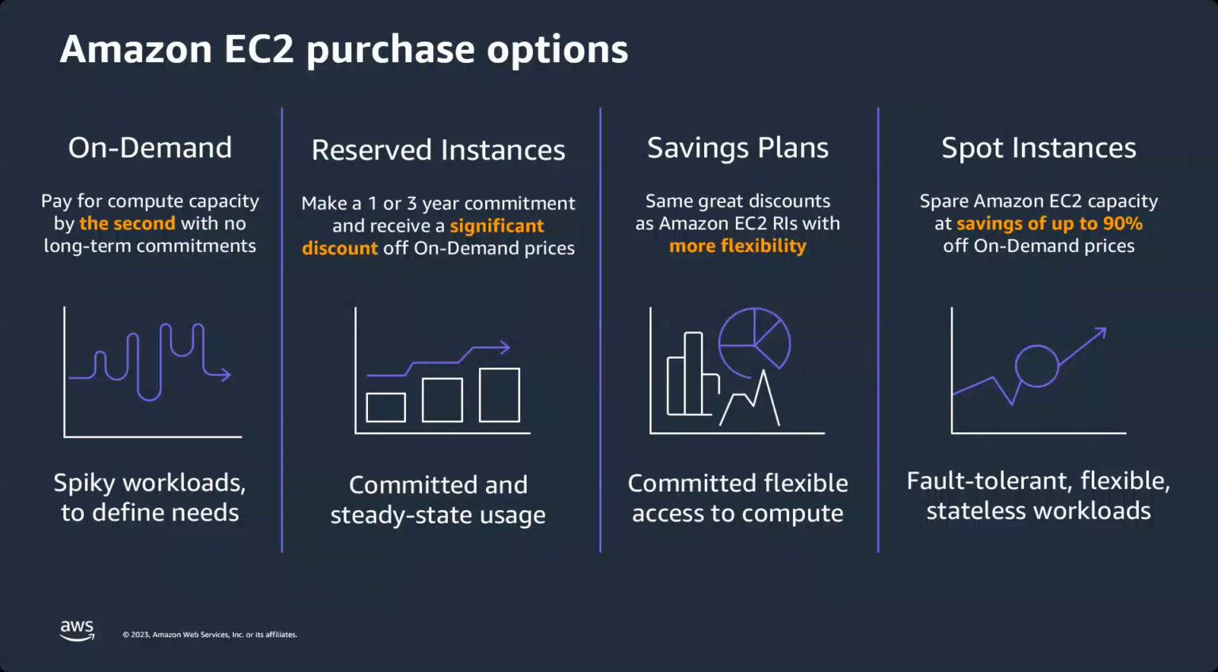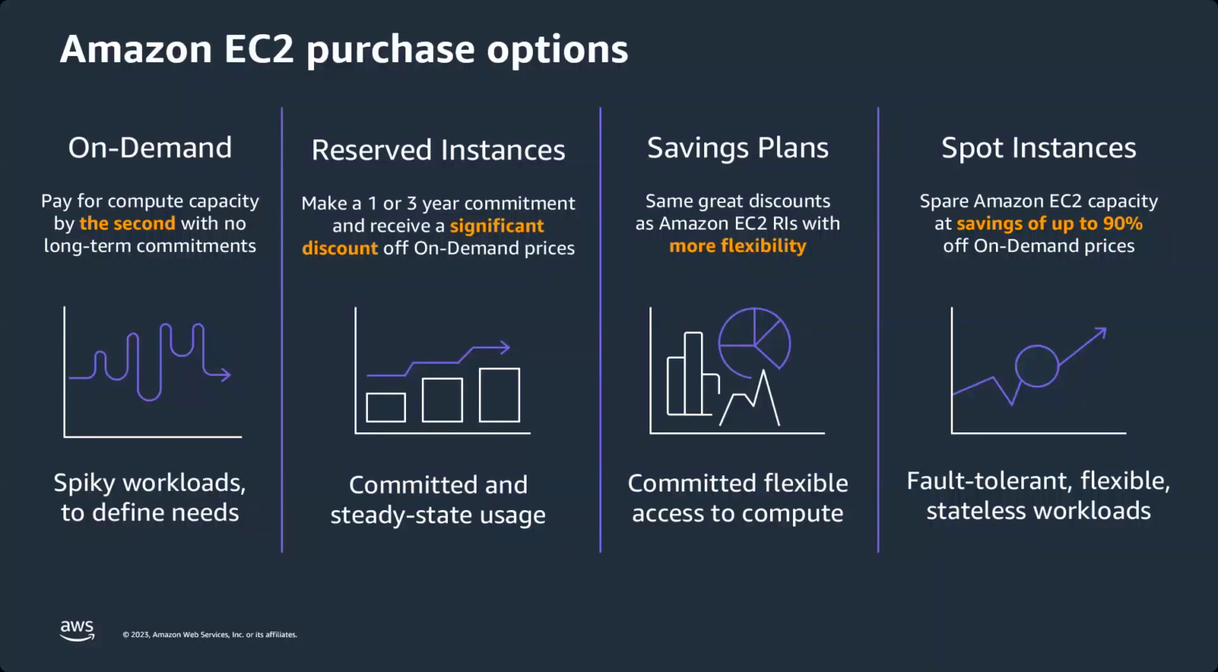The second purchase option is the reserved instances. In this case, you make a 1 or 3-year commitment, and you receive a discount compared to on-demand prices. And this is for committed and steady state usage. Then the third option is the savings plan. Savings plans also offer great discounts, like Amazon EC2 reserved instances, but they are more flexible because you're not committed to just one instance type. So they are for committed, flexible access to compute.